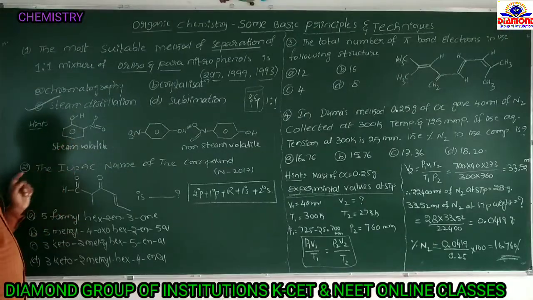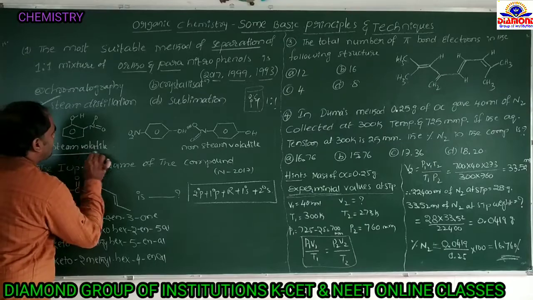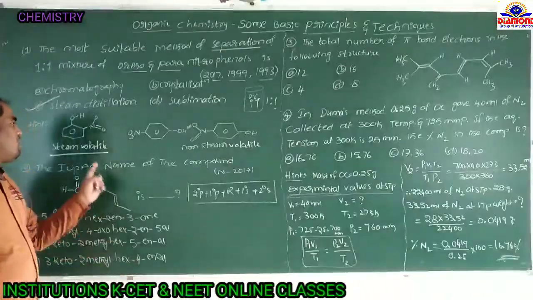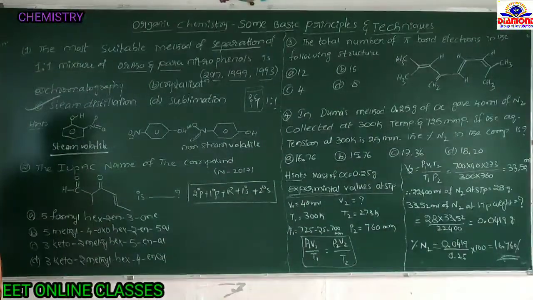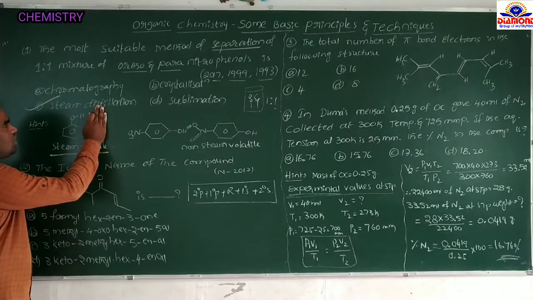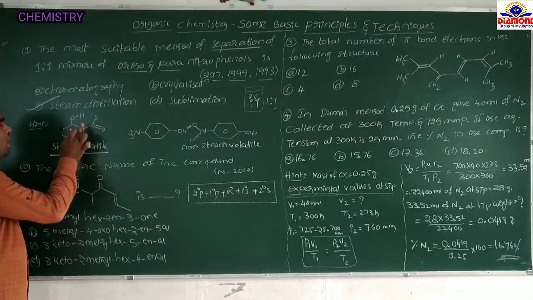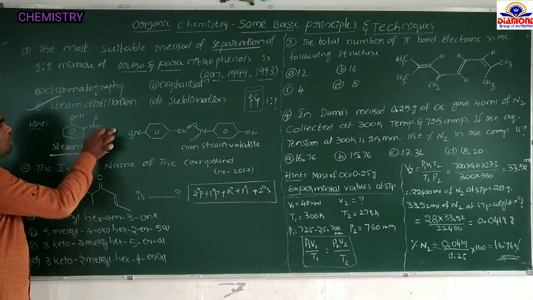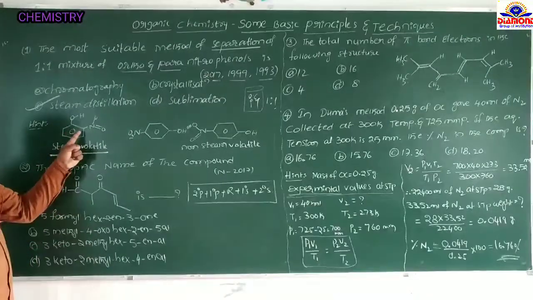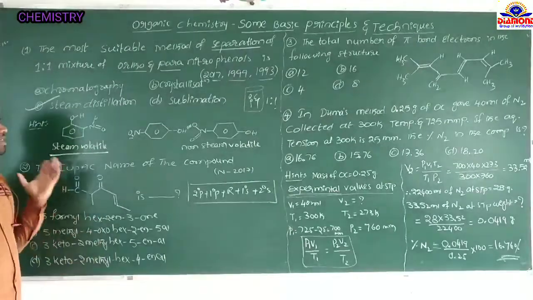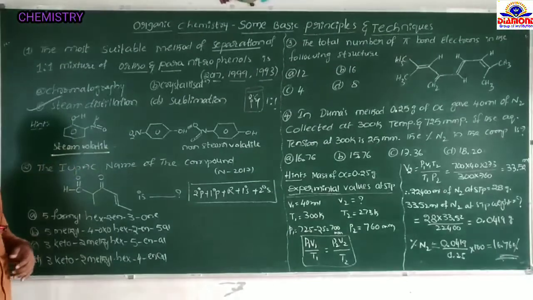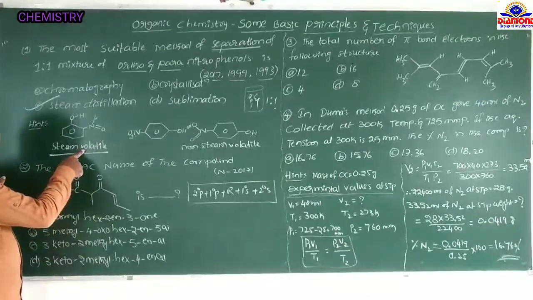this is orthonitrophenol. Orthonitrophenol is a steam volatile compound. So why is it steam volatile? This is phenol, the benzene OH group is phenol, and at the ortho position the NO2 group is present, therefore it is orthonitrophenol. This orthonitrophenol is steam volatile, meaning by the passing of steam it undergoes volatilization. Therefore it is steam volatile.